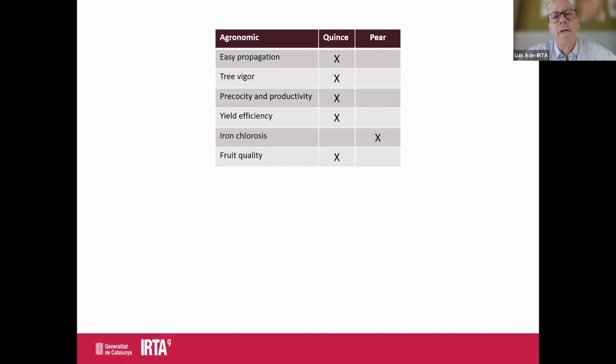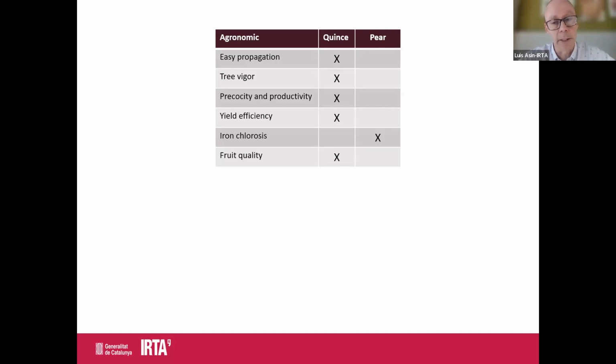Another question is yield efficiency. In this case, just to indicate yield efficiency, usually we are talking about the fruits or the tons per hectare related with the volume of the canopy. Usually in quince, the volume of the canopy usually is small, but at the same time, the yield comparatively is higher.